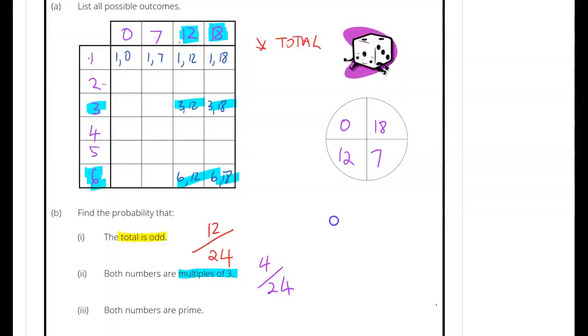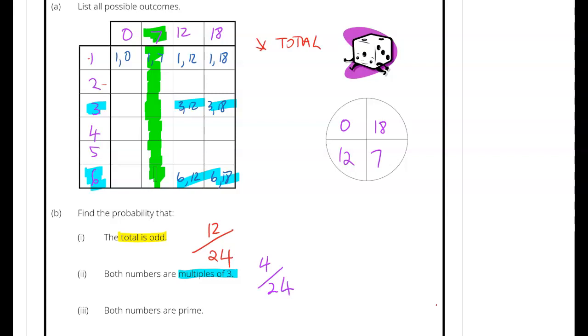All right, what about both numbers being prime? So if we're looking for both numbers being prime, where would we be looking? In 7. So in the 7 column only, essentially, because that's the only prime number in the spinner. Where's the prime numbers in the die?